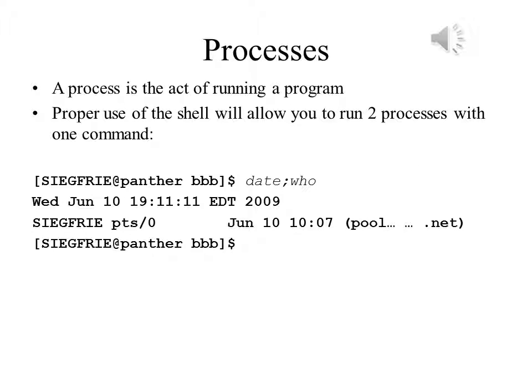A process is the act of running a program. If I'm on the system checking email, and a student is on the system checking his or her email, and a third student is editing a file, that's 3 separate processes right there. The proper use of a shell means that we can run 2 processes with 1 command. As you see here, I'm typing date, a semicolon, and who. The semicolon is a separator here between the 2 commands that I've given, and they will be performed in sequence just as you see it here.